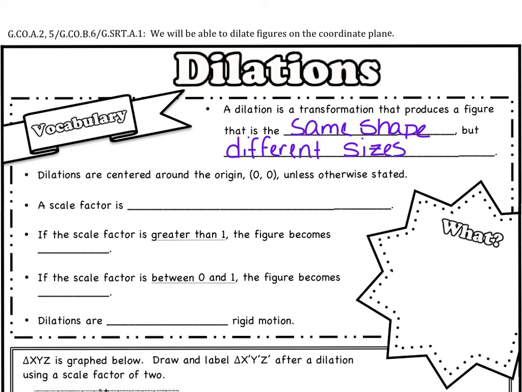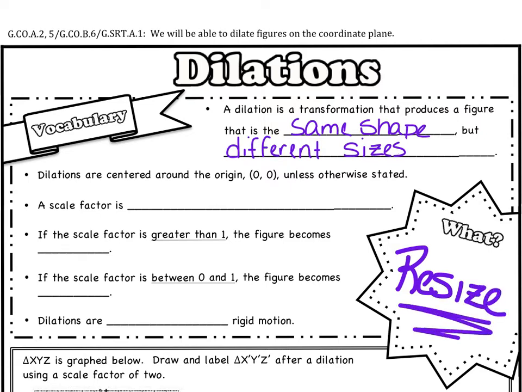So when we are looking at a dilation, just like we had a flip, a turn, a slide, the word that we use for our dilations is that they are a resize. So what we are doing is maintaining the shape, but we are changing the size of these figures, so we will be resizing our figures today.